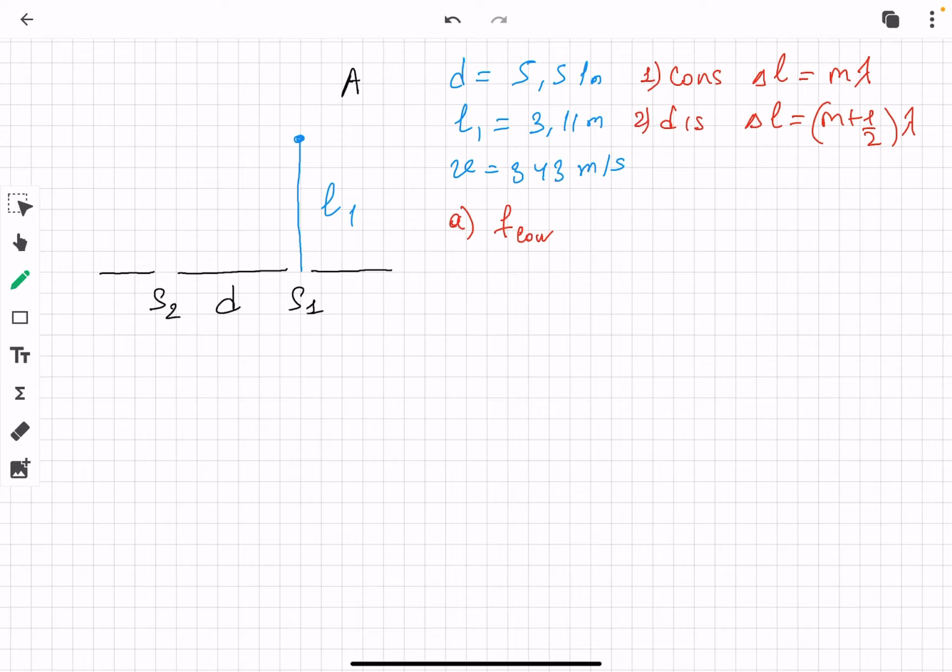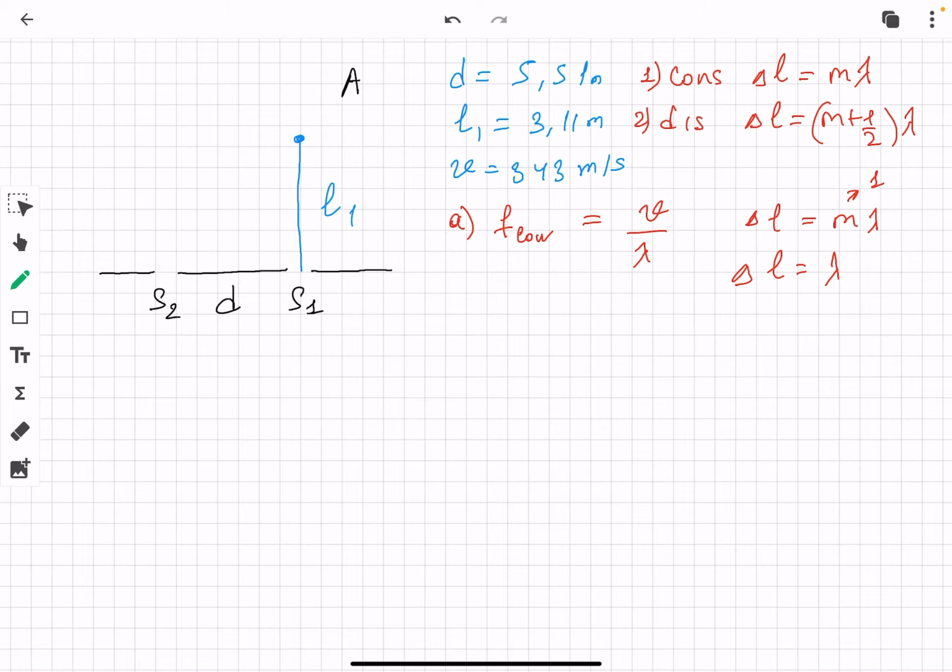Before that, what is the formula? The frequency is equal to V over lambda. V is given, so how can we find lambda? Delta L is equal to m lambda. The lowest frequency with constructive interference is when m is equal to 1, correct? So delta L is equal to lambda.